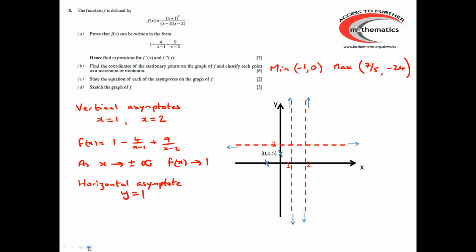We need to mark in the stationary points that we found. So there, the maximum and the minimum point that we've got. And we can then join the information up to obtain our final sketch curve.